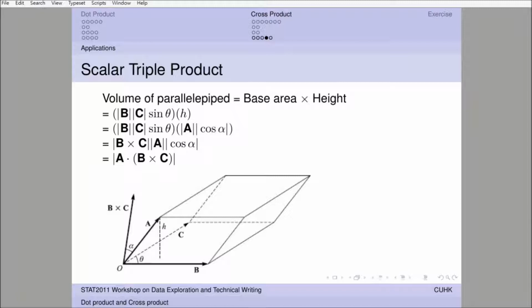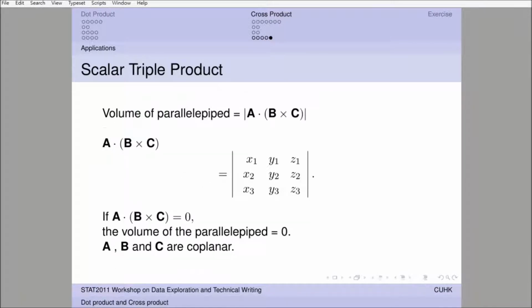As h equals length of A times cosine alpha, the volume then equals the magnitude of B cross C times length of A times cosine alpha, which equals the magnitude of A dot (B cross C). A dot (B cross C) can be calculated by the determinant shown. Furthermore, if A dot (B cross C) equals 0, that means the volume of the parallelepiped is 0, so vectors A, B, and C are coplanar.